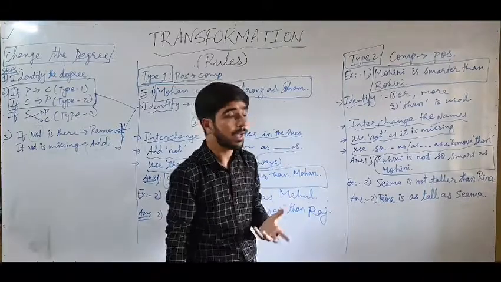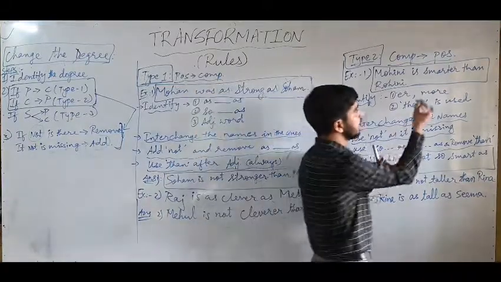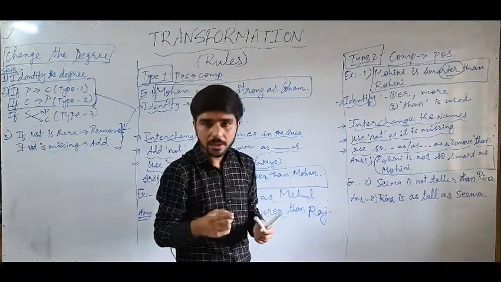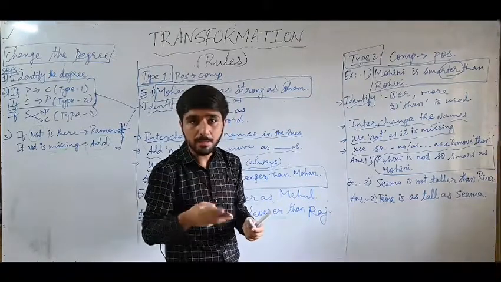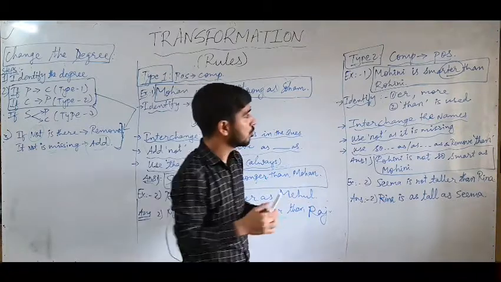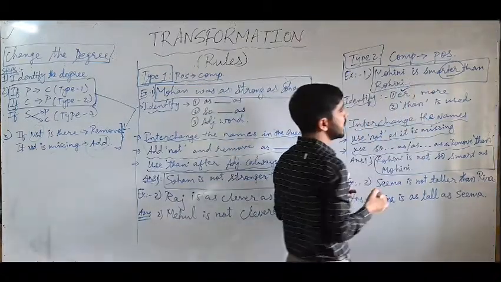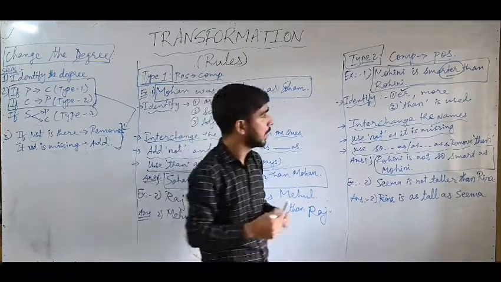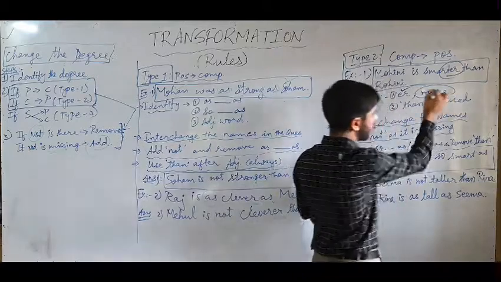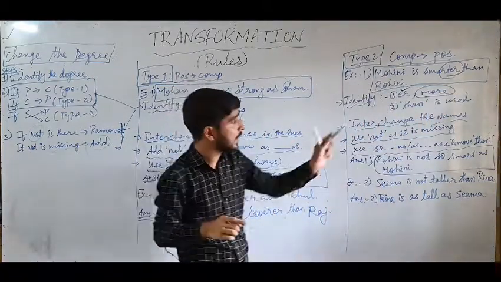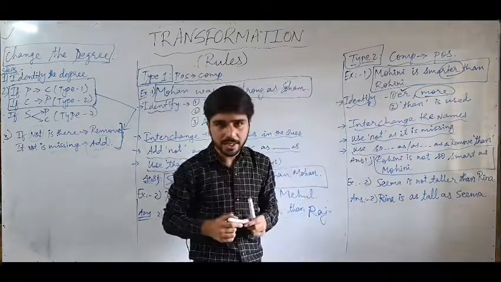How will you identify? See, it is given smarter. ER is given, right? Smarter, stronger, harder, better. All these are comparative degree where you see ER in the end. So wherever you see ER means it is comparative. And when it is comparative, you will change it to positive. And also you will see the word more sometimes. We will see in the further examples. If you see the word more or if you see ER, that means it is comparative degree.